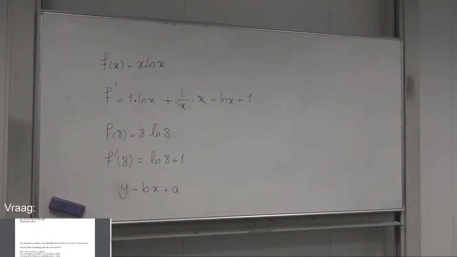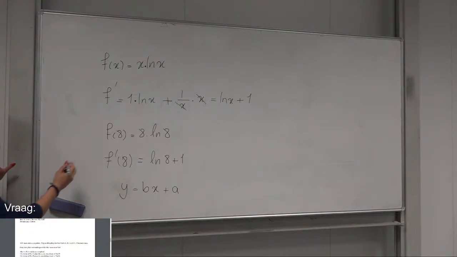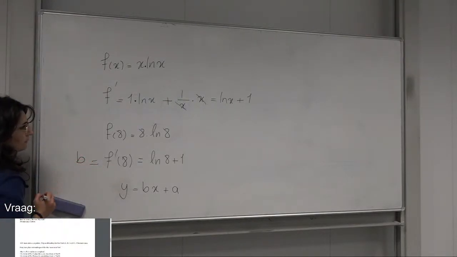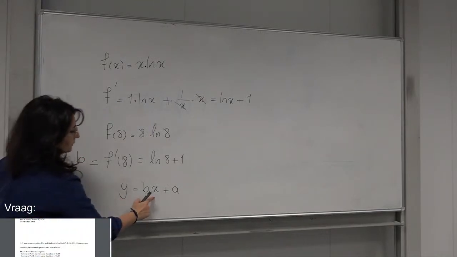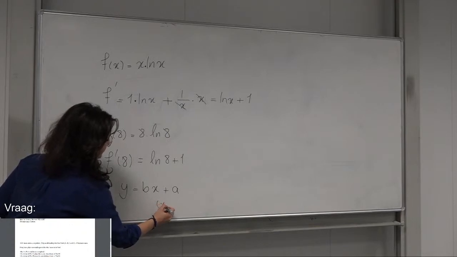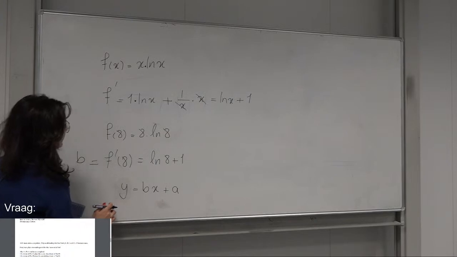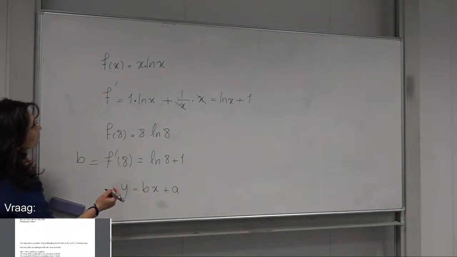Thunderbird asked, but how do you find b? This is your a, f prime at 8. It is equal to a. At the point, it should be, I think, if I'm not mistaken, x minus 8, the point that you want. And y is f of x, that you don't have here.